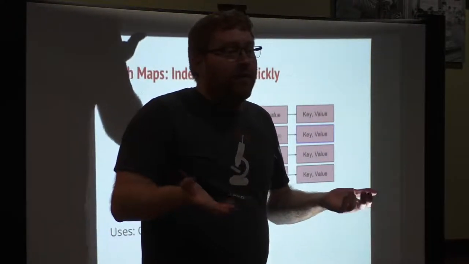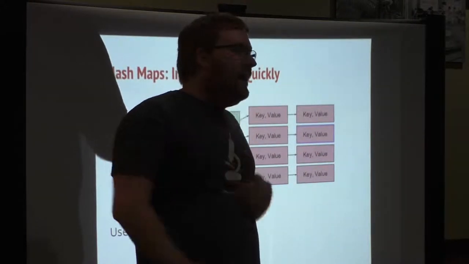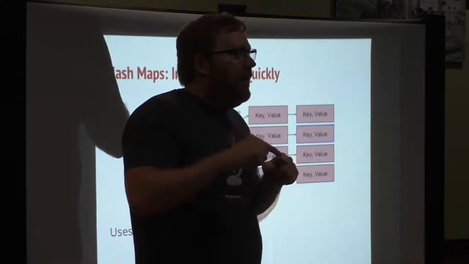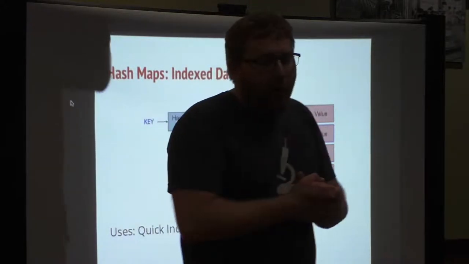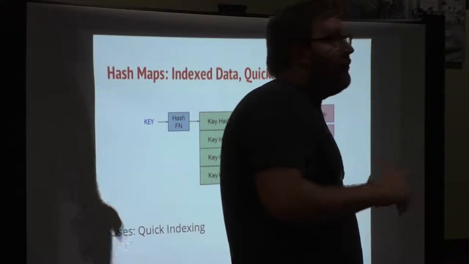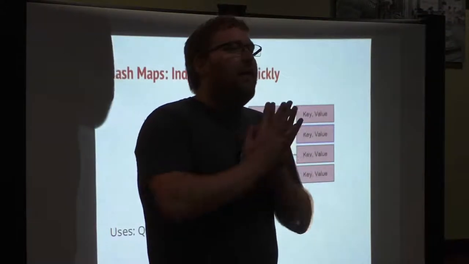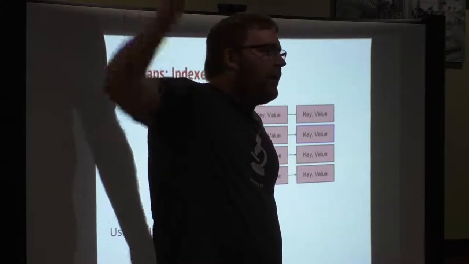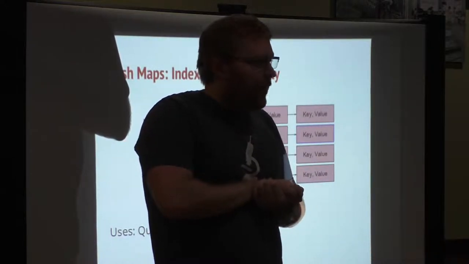Does that make sense? So hash maps are a way of taking that upfront cost of searching through every key and saying we can do math and jump to the key immediately. Okay? So that's how they save space. So these hash maps are really good for quick indexing when you have many, many records. If your map is going to store two records, a hash map is probably overkill.